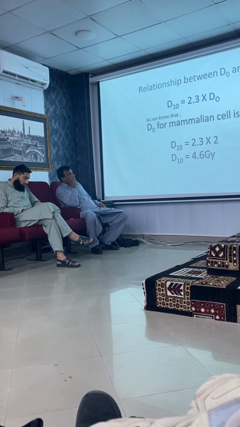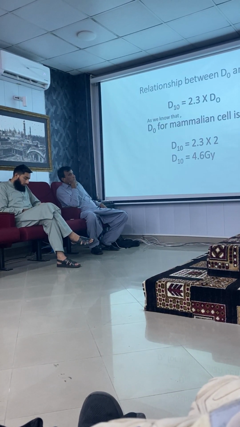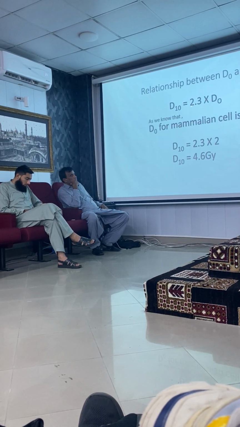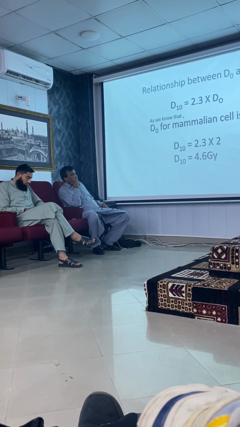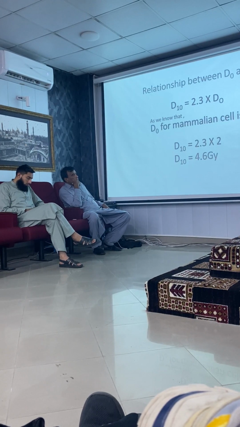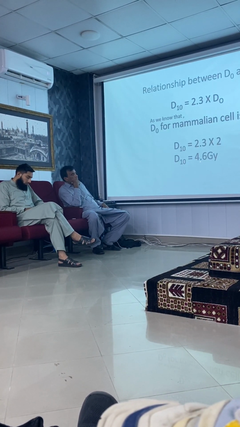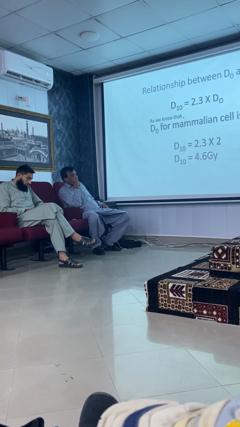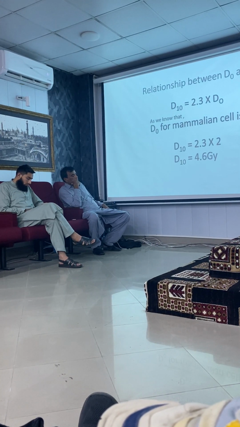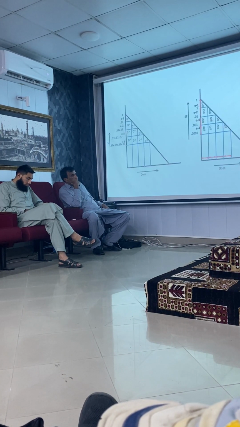The relationship between D naught and D10 is that D10 equals 2.3 times D naught, and we know the D naught for the mammalian cell is 2 gray. So this relationship gives us D10 for the mammalian cell of 4.6 gray. Keep in mind that the D naught for different cells is different. For viral cells, it's actually 1500 grays. So the D10 for the viral cell would be in excess of 3200 grays. Maybe we attribute this to toxic.